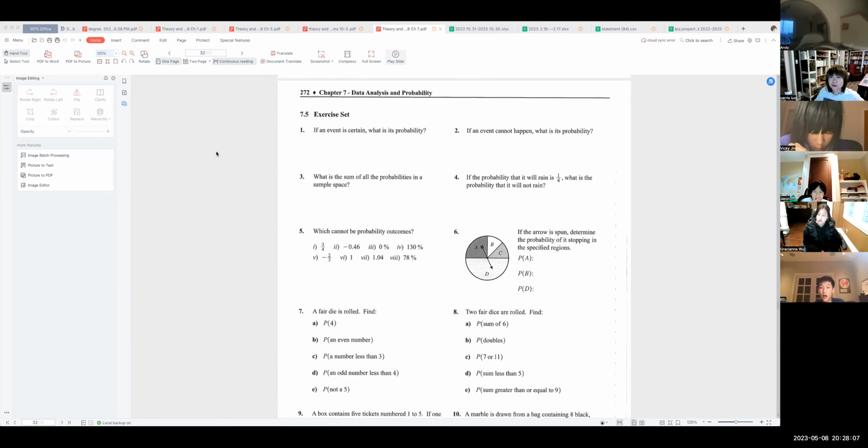I'm mad. Okay, so everybody, if the event is certain, what is the probability? Vicky, if I'm already very sure this thing will definitely happen, what is the probability? 1, which is 100 over 100, equals 100%. If an event cannot happen, it's 0 over 1, which equals 0. Okay, so now let's take a look at this one. Jason, what is the sum of all the probability in a sample space?